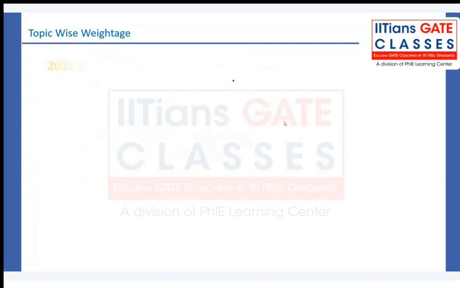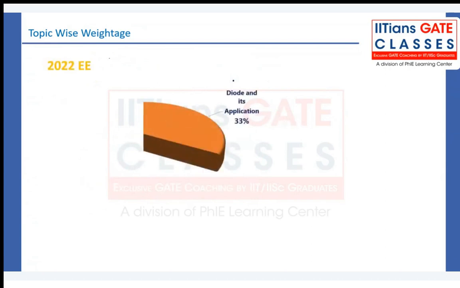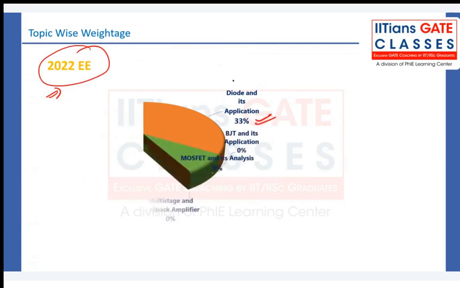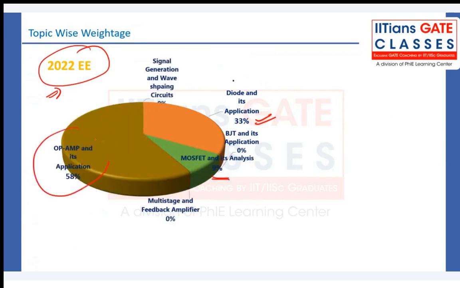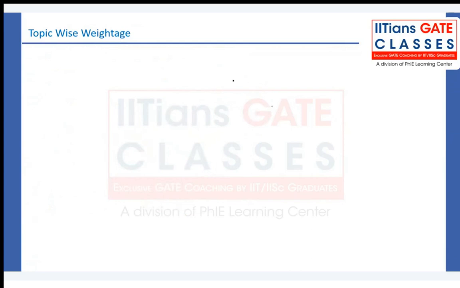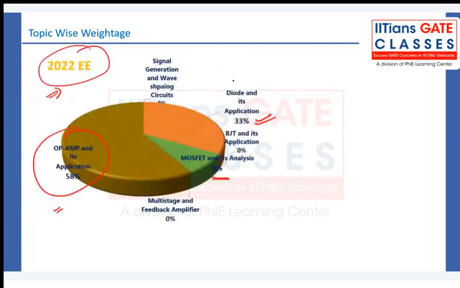So more or less it was similar. And in 2022, if you talk about electrical engineering, diode has good weightage. BJT 0%. You see, the MOSFET nowadays has started, they started asking MOSFET as well in electrical engineering. OPAMP has good weightage for electrical engineering. So only three topics you see: diode, OPAMP, and MOSFET.